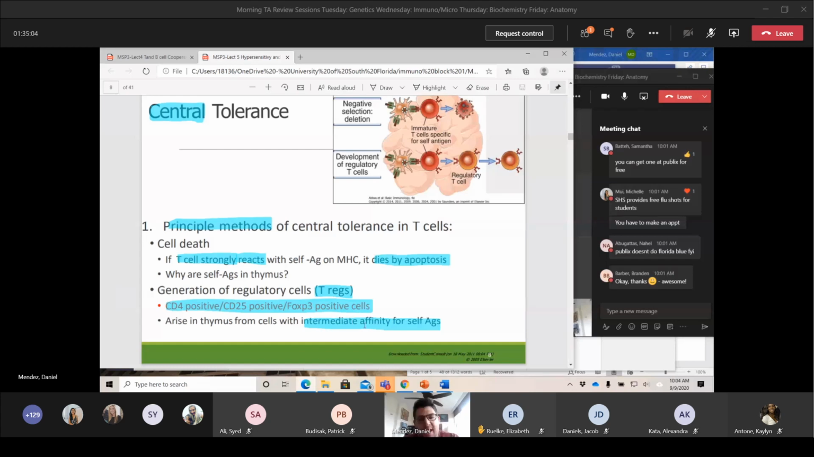These have intermediate affinity for self antigen. And I saw that being a question in the review or in the lecture. So intermediate affinity means it can bind to some and it can bind to others, but it doesn't have too much affinity. So it doesn't have very, very high affinity for self antigen. It has a middle road, it's kind of like a Goldilocks effect.